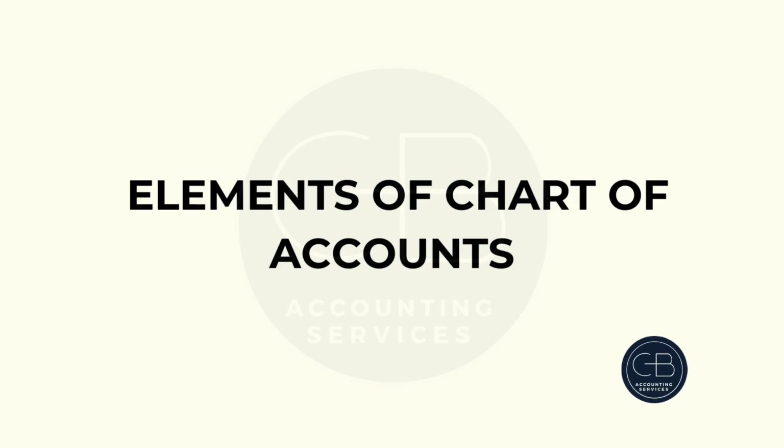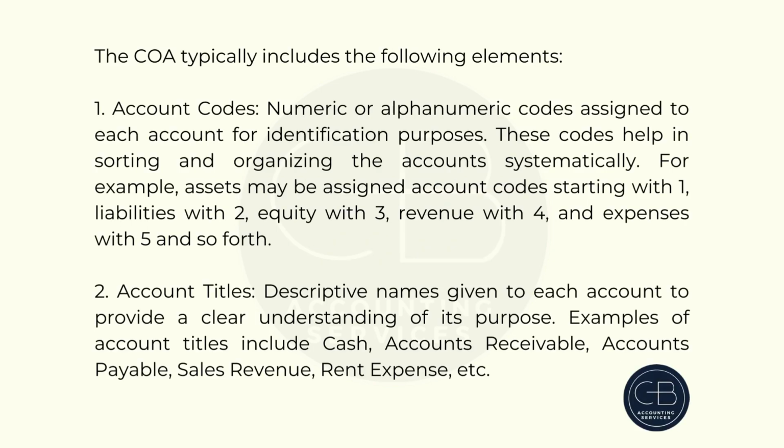Ano ang mga elements ng chart of accounts? Isa-isahin po natin ang elements ng chart of accounts. The chart of accounts typically includes the following elements. Account codes. These are numeric or alphanumeric codes assigned to each account for identification purposes. These codes help in sorting and organizing the accounts systematically. For example, assets may be assigned account codes starting with 1, liabilities with 2, equity with 3, revenue with 4, and expenses with 5, and so forth.